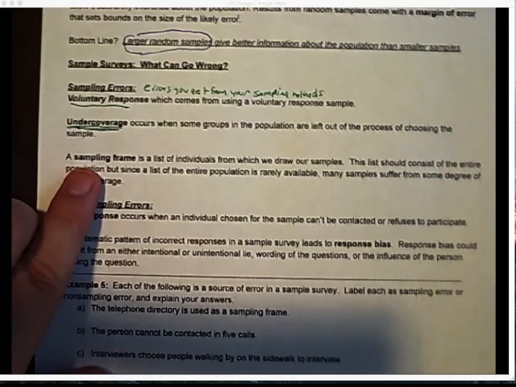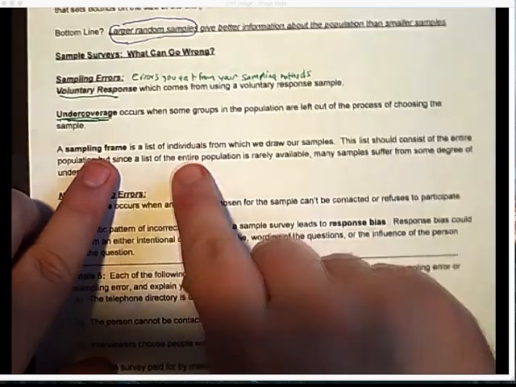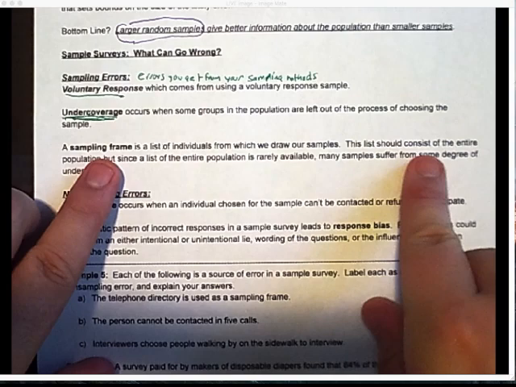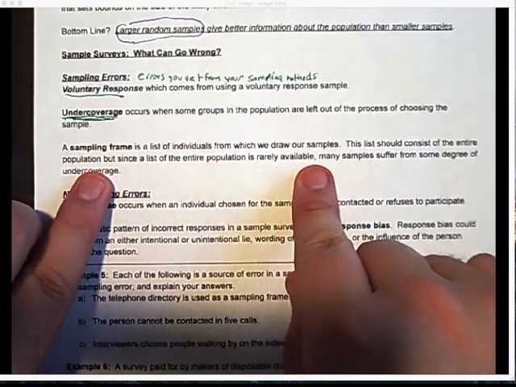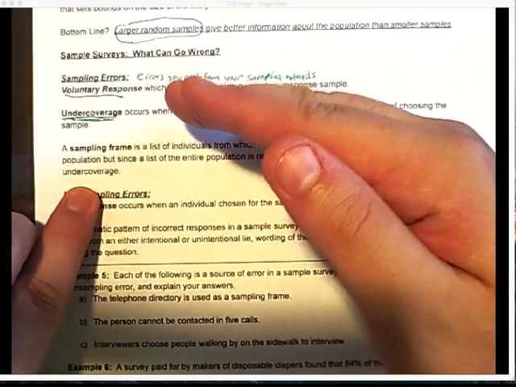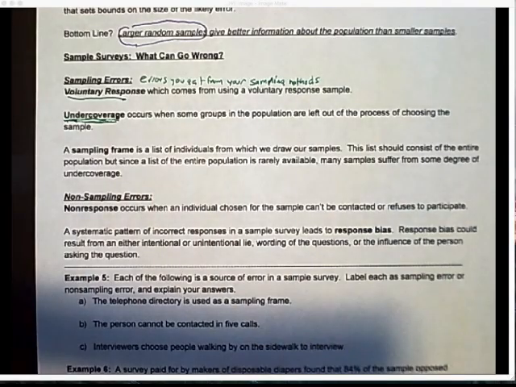So this isn't an error. A sampling frame is not an error, but it's just another vocabulary term. It's a list of individuals from which we draw our sample. This list should consist of the entire population, but since a list of the entire population is rarely available, many samples suffer from some degree of undercoverage. So if I have a list of all citizens of the United States, that sampling frame would be a long list of about 320 million people. But even then, it probably doesn't have everyone. It's probably missing people.